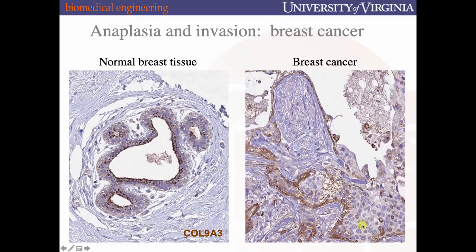And then the other thing, I'd like you to appreciate all of these cancer cells here. You can see large nuclei with diffuse blue staining. That is what distinguishes a cancer cell from normal cells here. These are at the same magnification.